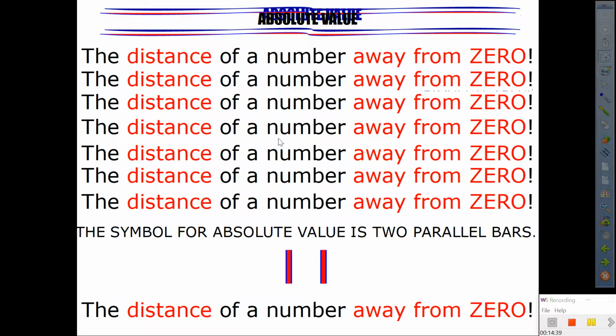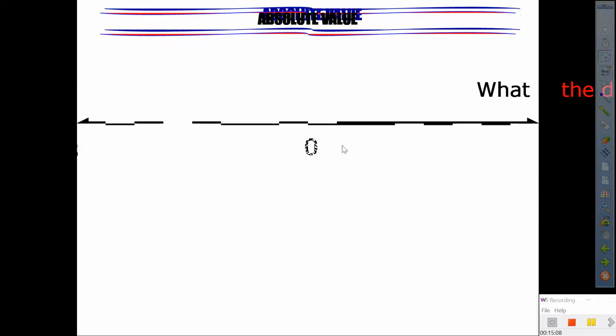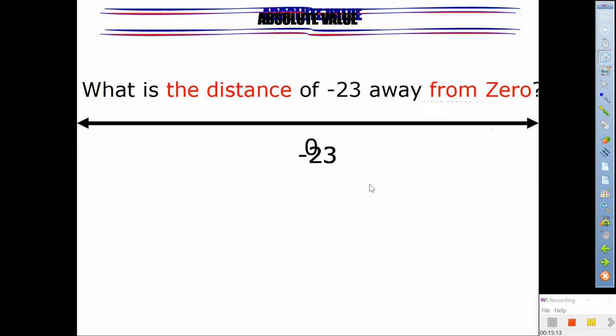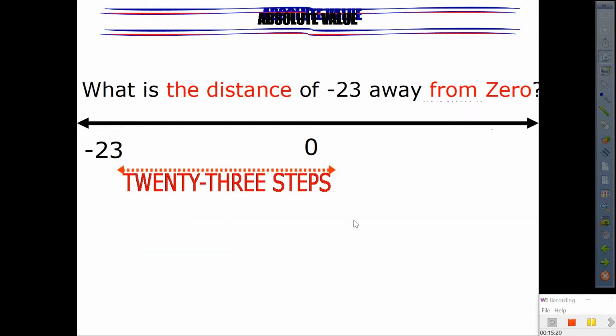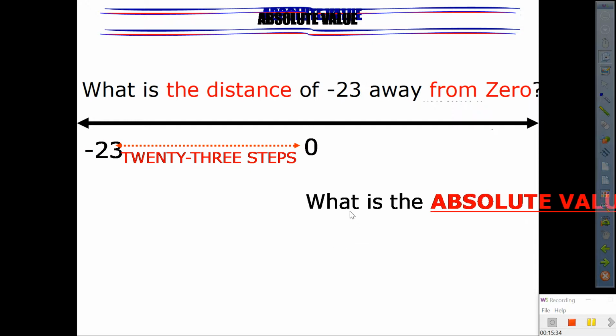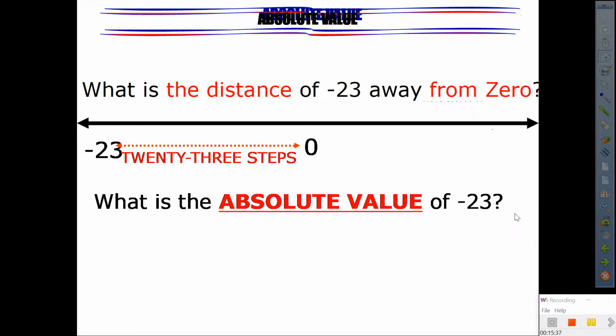All right, so once again, the distance of a number away from 0 is an absolute value. So think about that. Here it goes. If I was to ask, what is the distance of negative 23 away from 0? Here it goes. 1, 2, 3, 4, 5, 6, 7, 8, 9, 10, 11, 12, 13, 14, 15. How many steps? 23. Did I say negative 23? No. So what can we conclude? That absolute values are counted as what? Positive only. Does that make sense?